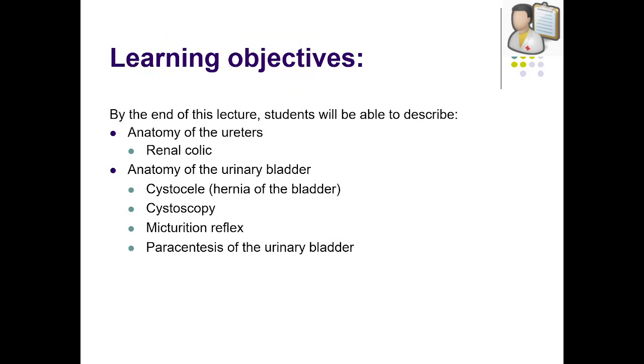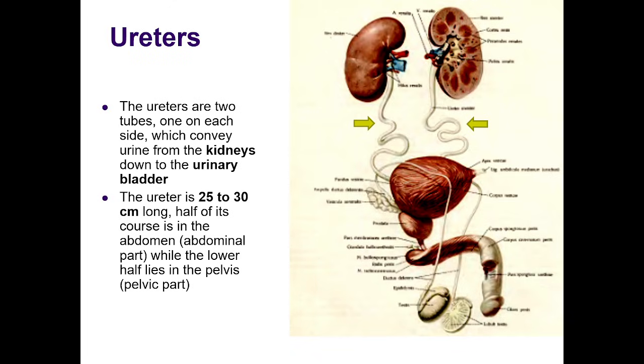And second organ which we will focus on, that will be urinary bladder or simply bladder. We'll talk about a few clinical applications to know. Cystocele, we'll talk about the cystoscopy, micturition reflex, and paracentesis of the urinary bladder. Right, so let's start with the ureters.